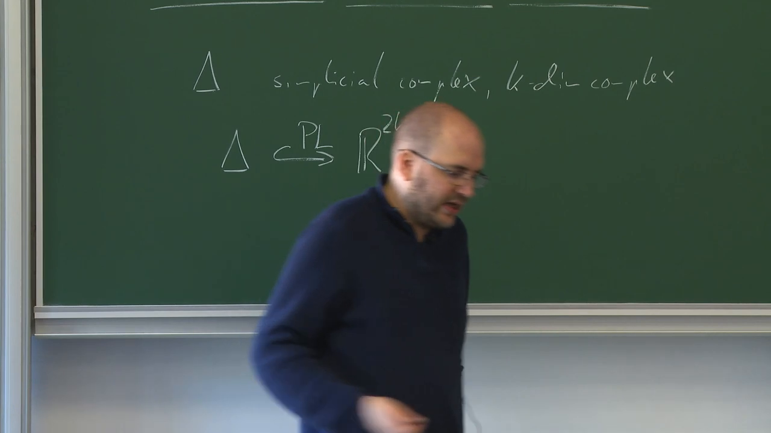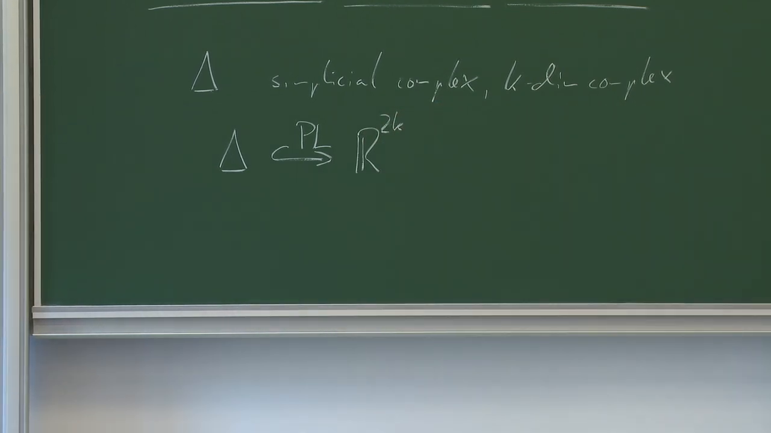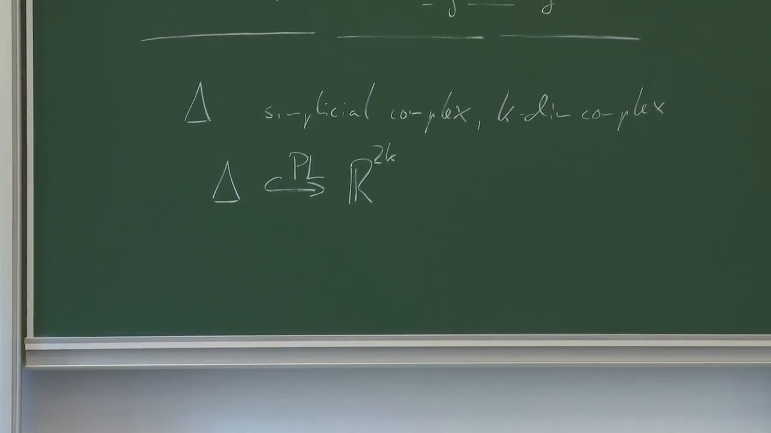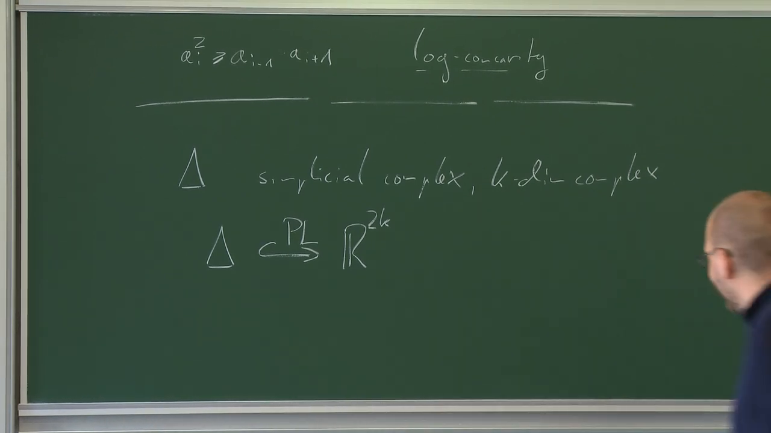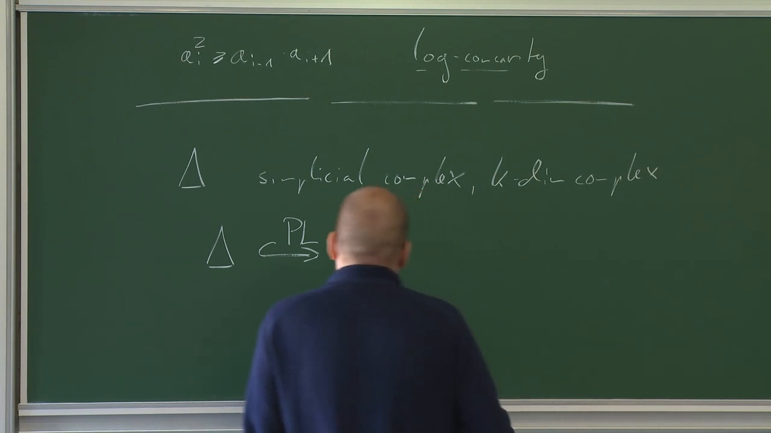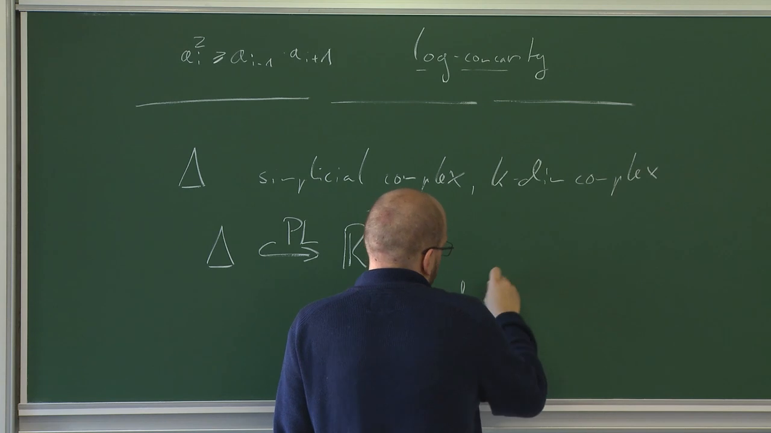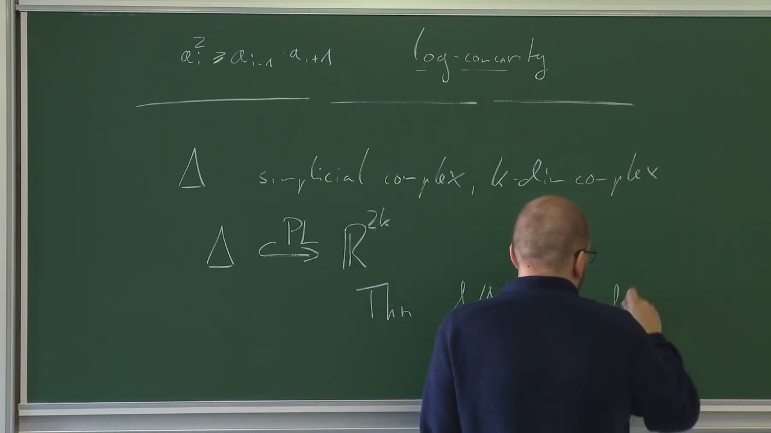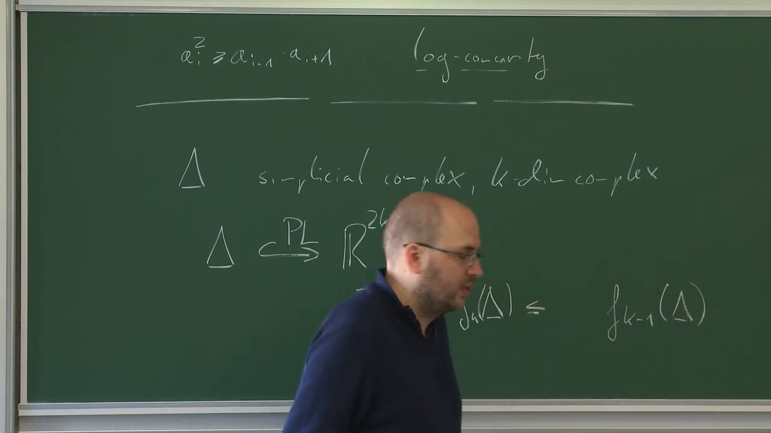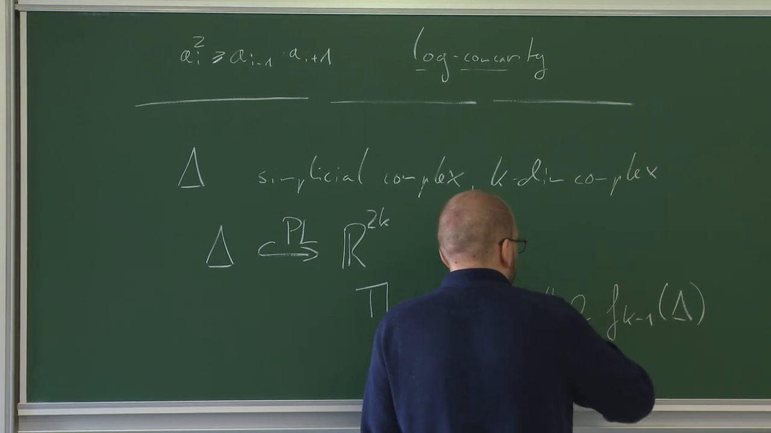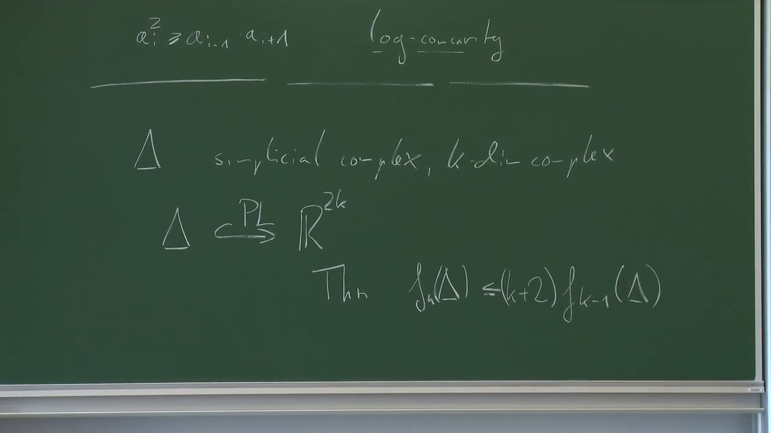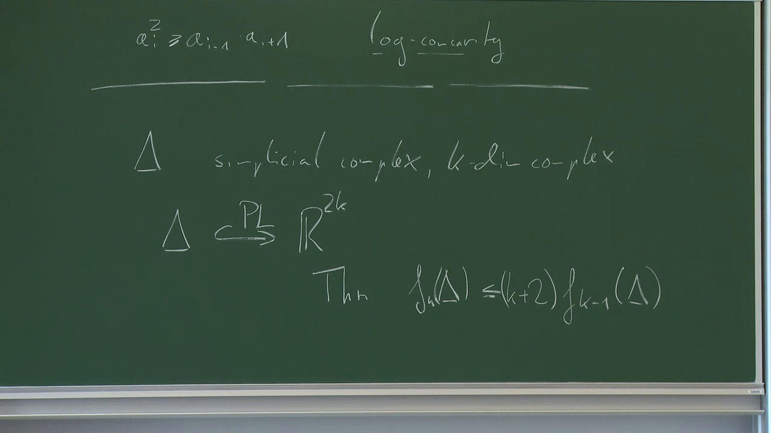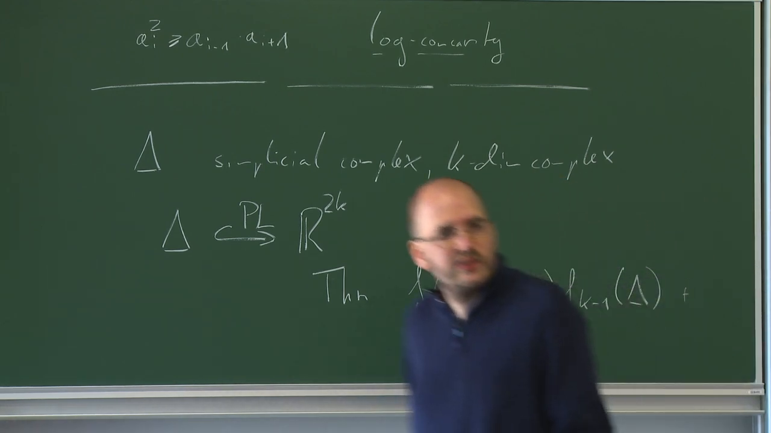And then you can ask, how many faces could there be? The critical question is: how many k-dimensional faces could there be in terms of lower-dimensional faces? Is there a theorem? Yes. Here's the theorem. In this case, the number of k-dimensional faces of delta is less than or equal to the number of (k-1)-dimensional faces of delta times (k+2). And this is asymptotically tight. You can add another constant here, but it's an additive constant, plus something to make it tight, and it depends on the dimension.